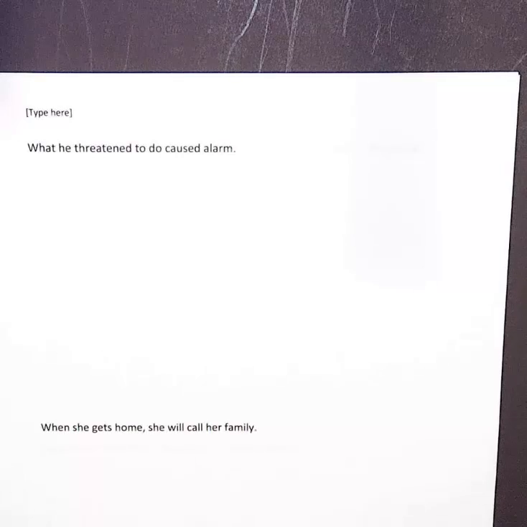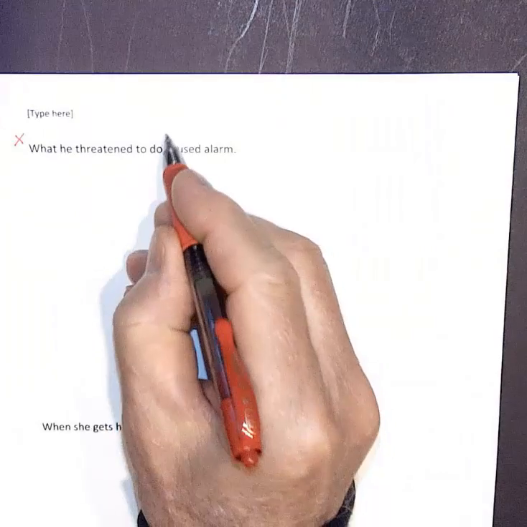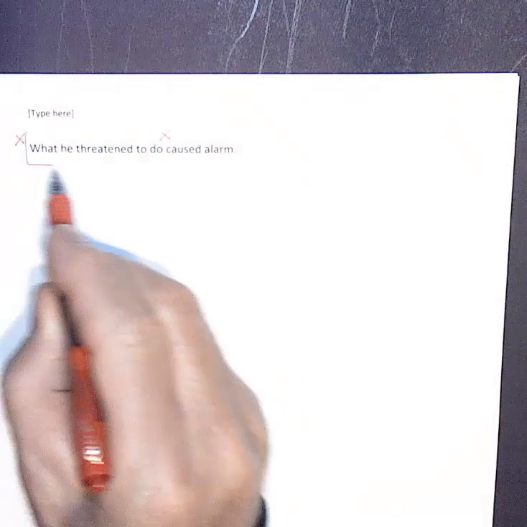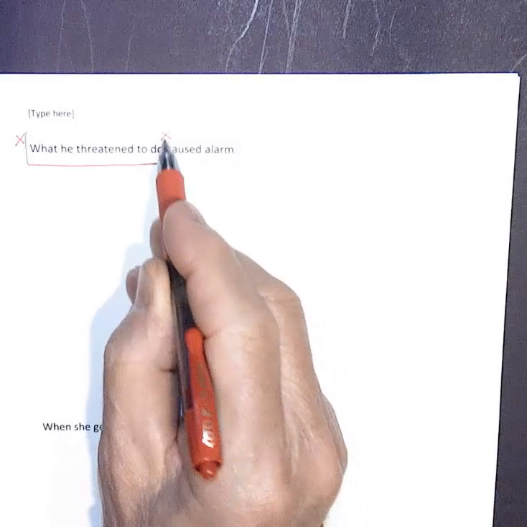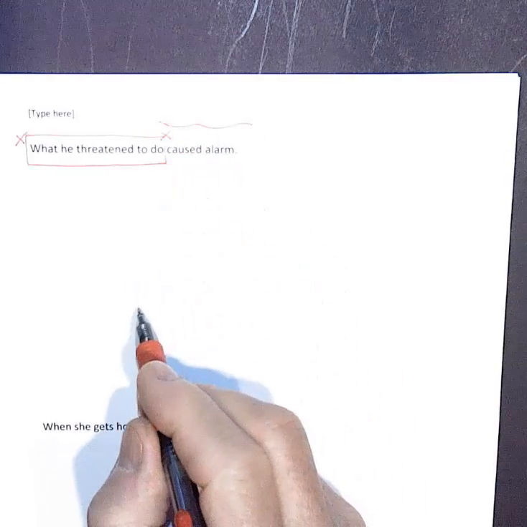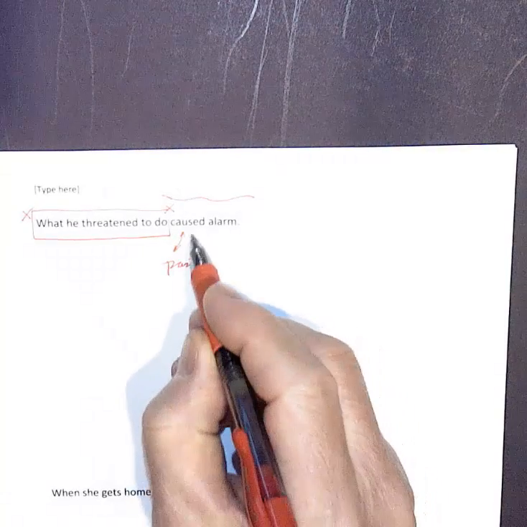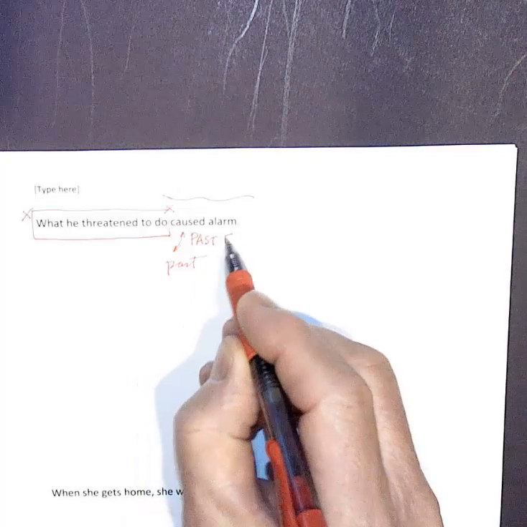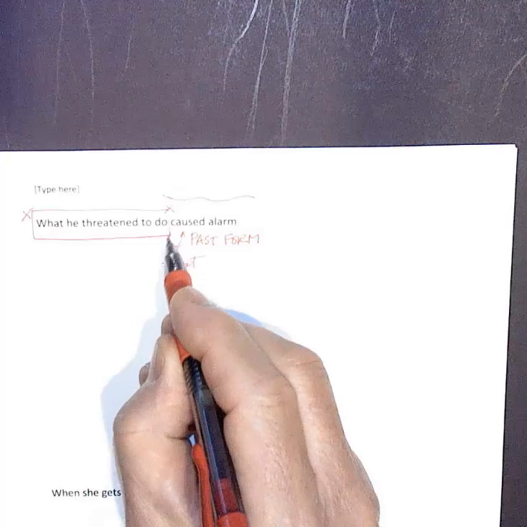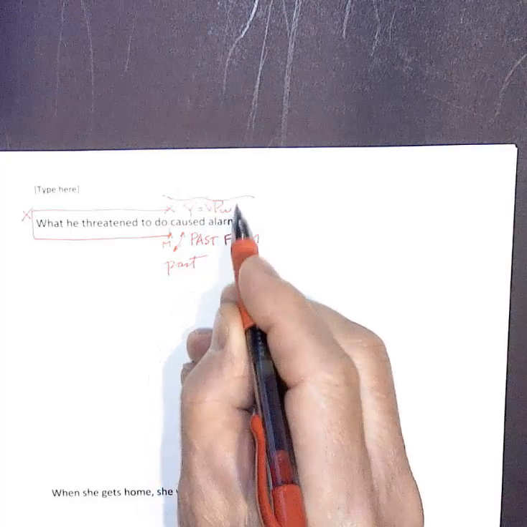What he threatened to do caused alarm. Did what he threatened to do cause alarm? What he threatened to do did not cause alarm. What he threatened to do is the subject. The predicate is caused alarm. Cause ties with the past. We always get so much light over there on that one. Okay. And that's the past form. The M place and Y. Y is a verb phrase with time.